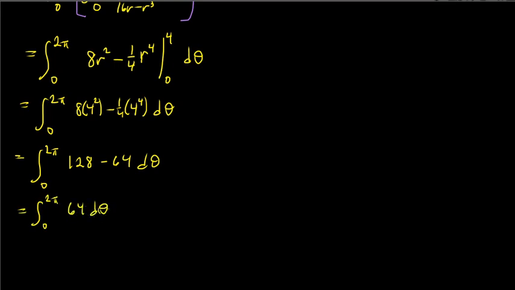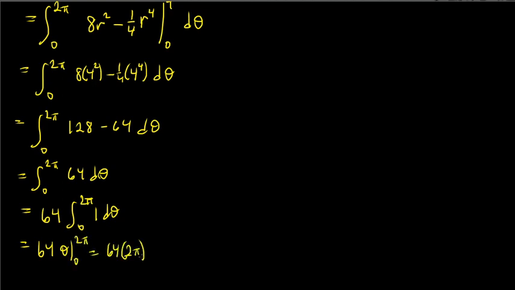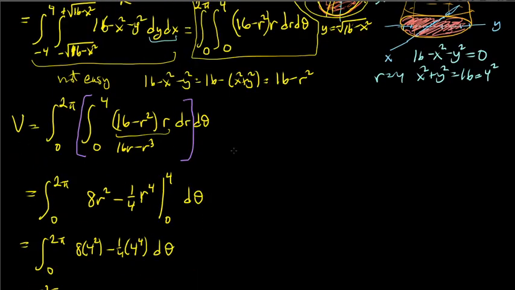So our final integral is the integral from 0 to 2 pi of 64. 64 is just a constant, and now we're just integrating 1 d theta, so that's just theta evaluated between 0 and 2 pi. So we get 64 times 2 pi, or 128 pi. Everyone okay with that? So that should be the volume of this region.